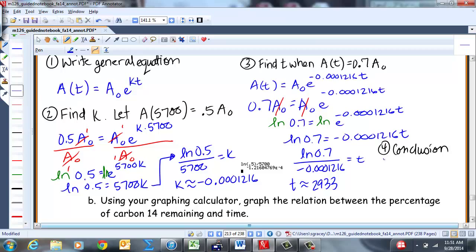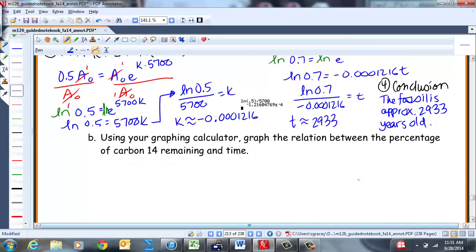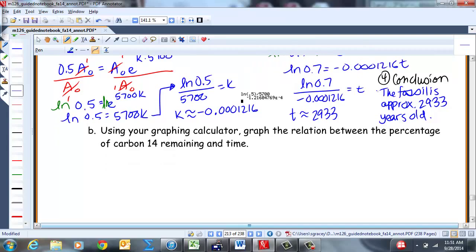The fossil is approximately 2,933 years old. Okay? So that's our end result. So now let's look at a picture of this.